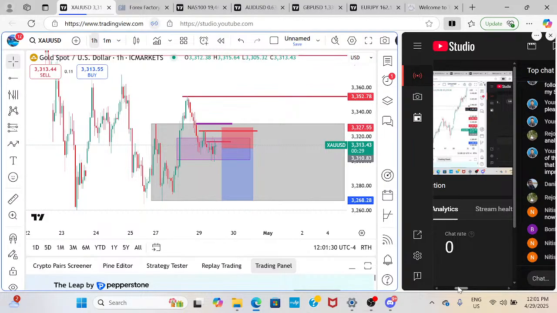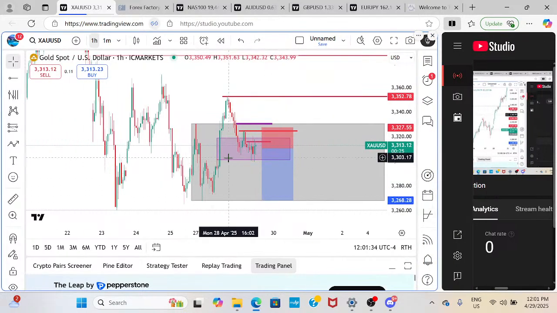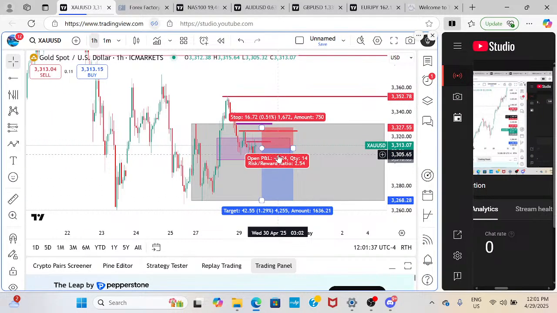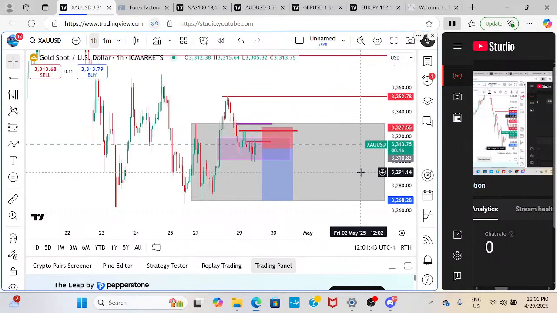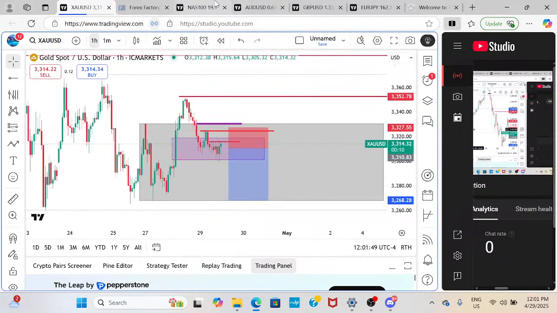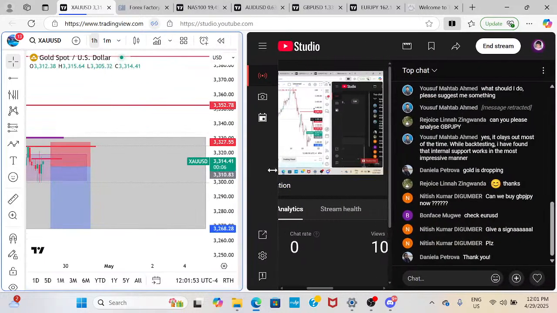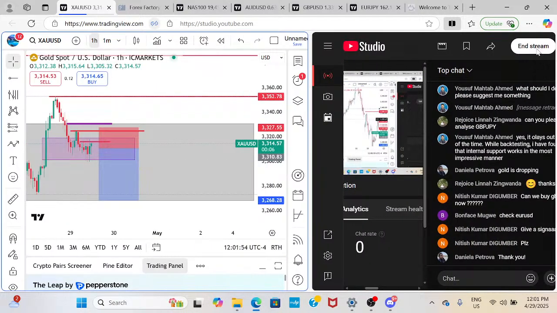Eastern time. Okay. So yeah, if you're still on the gold sell, keep holding it. Don't trade with emotions. If the trade played out, praise God. If it doesn't play out, it's fine. There's always going to be another trade setup.